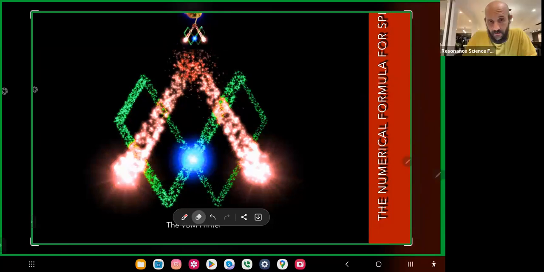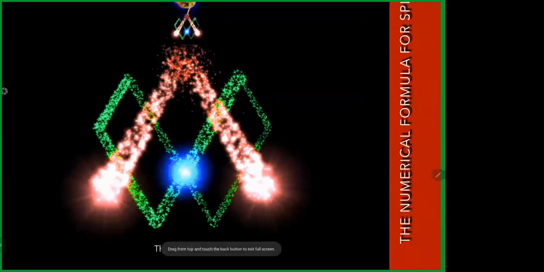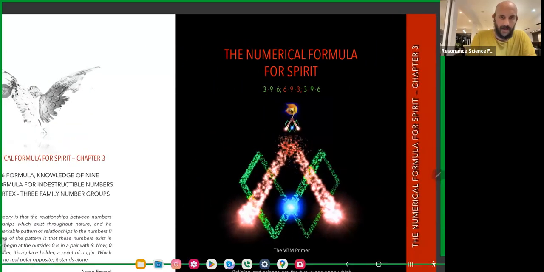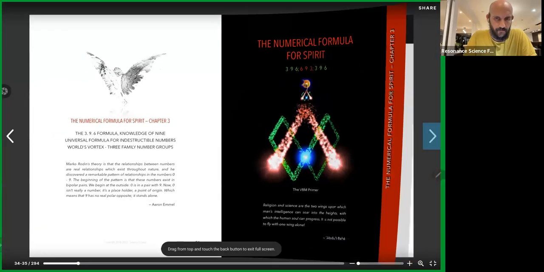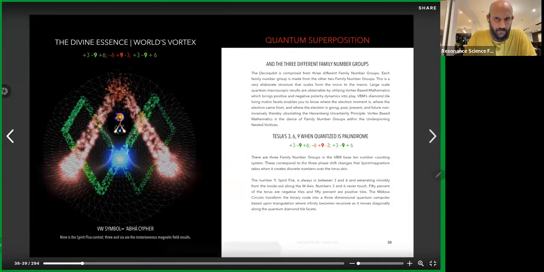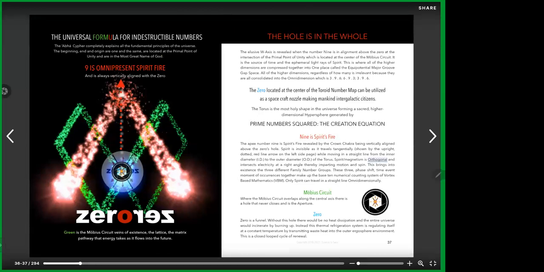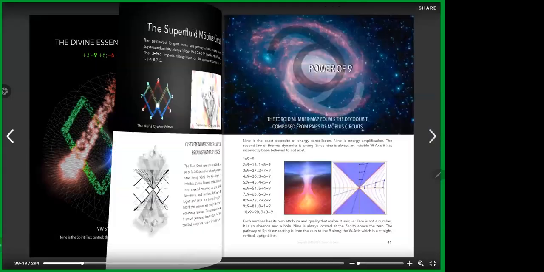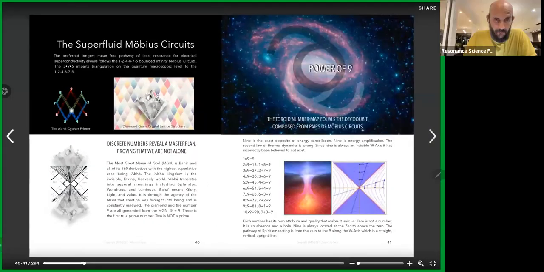The positives and the negatives. I'm going to show the application of this. Again, the 0 is right there in the middle.